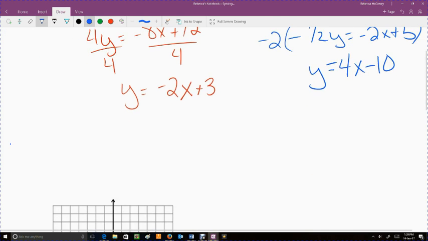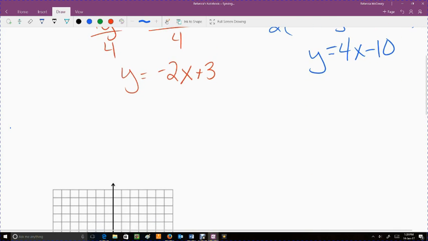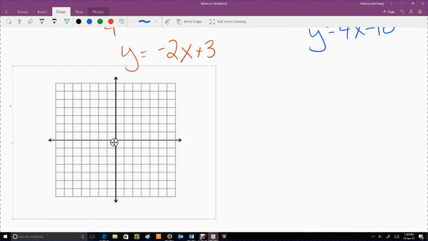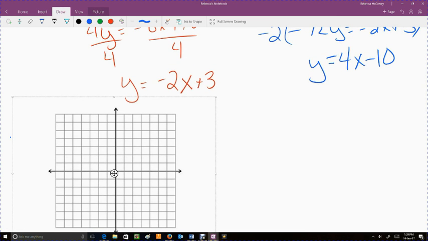Now we're going to come down here. Okay, so negative 2x plus 3. So we come up here and count: 1, 2, 3. Down 2 over 1, down 2 over 1, over 1. We grab something nice and straight, and draw our line.